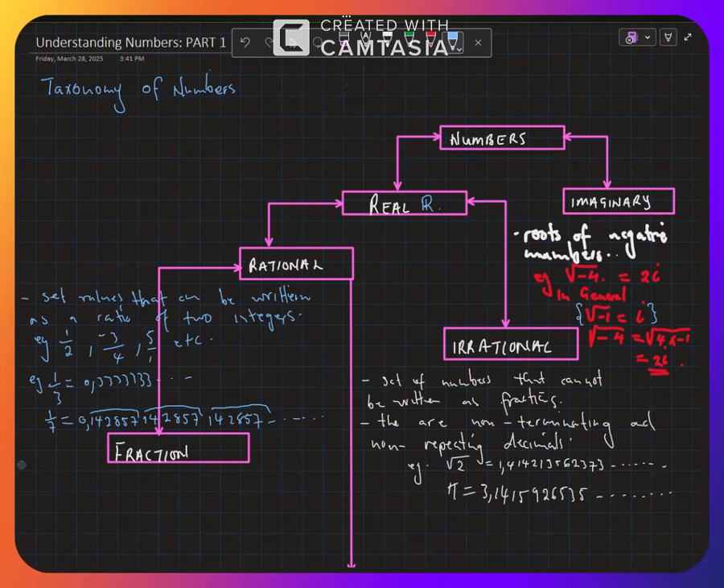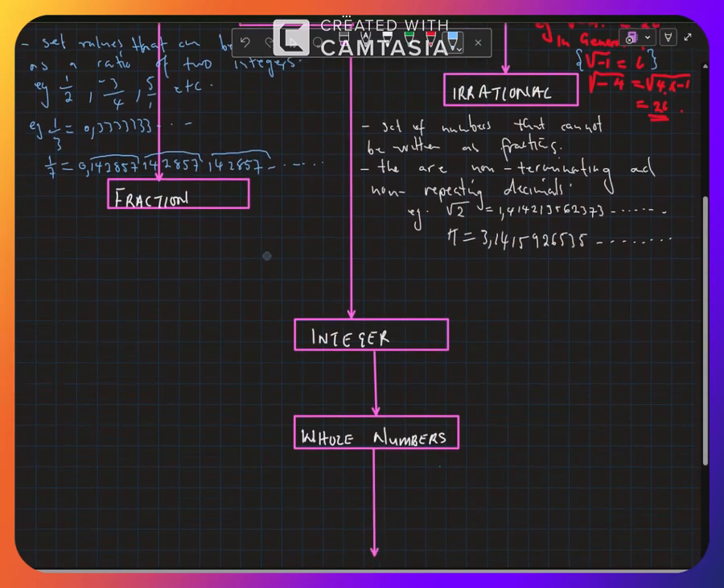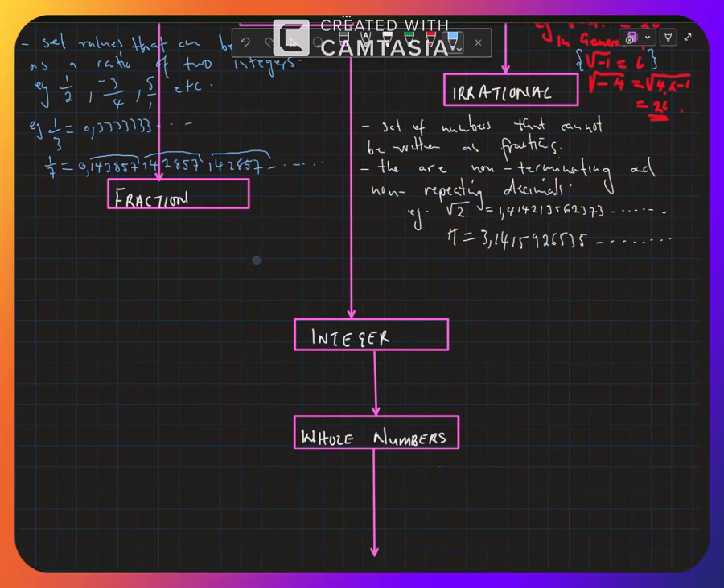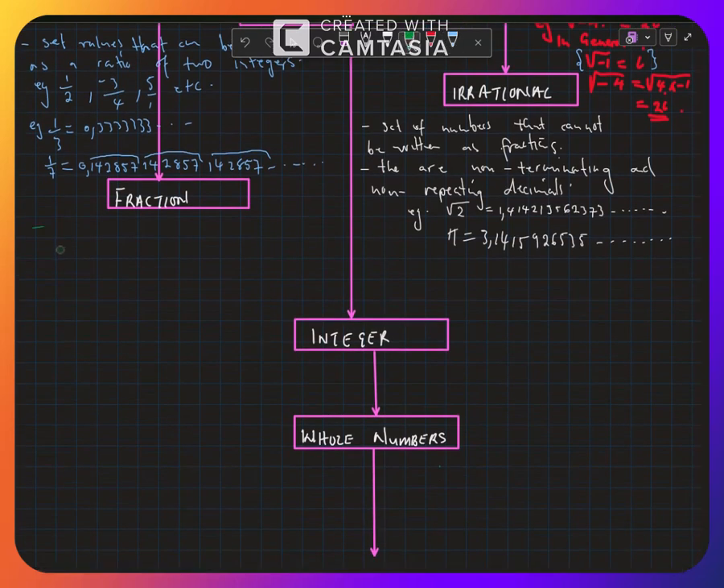And we can also categorize rational numbers. Rational numbers can be either fractions or integers. Fractions, we talk much about fractions. What I gave you on top is a typical example of fractions. By definition, fractions are values between integers.